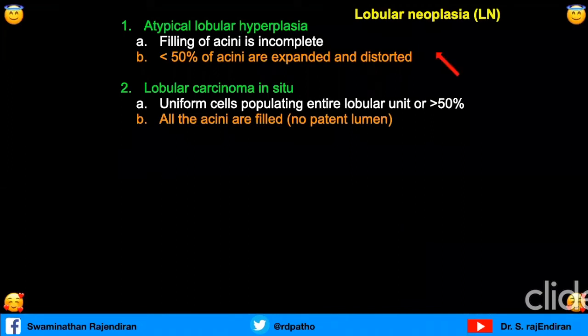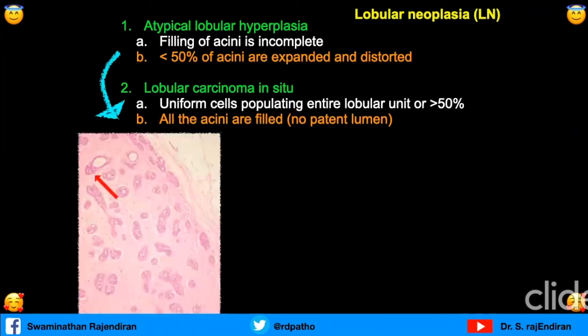So now we are shifting gears and coming to lobular neoplasia. Lobular neoplasia is mainly divided into atypical lobular hyperplasia and lobular carcinoma in situ. There is no lobular hyperplasia. There are only two lining layers, and whenever it is more than two layers of lining, we have to call it atypical lobular hyperplasia. When it involves less than 50% of the acini, then it is atypical. When it involves more than 50% or usually all the acini with no patent lumen, then it is called LCIS.